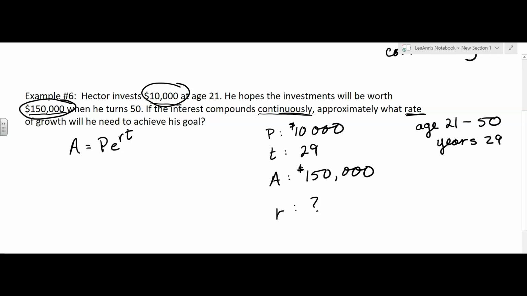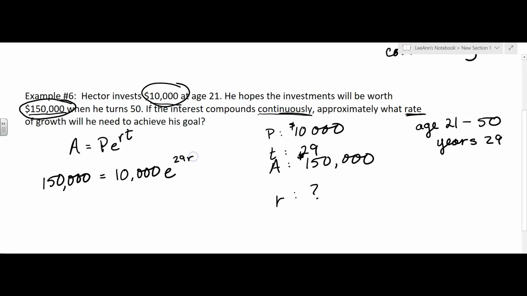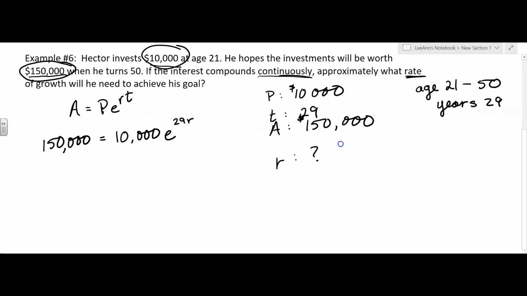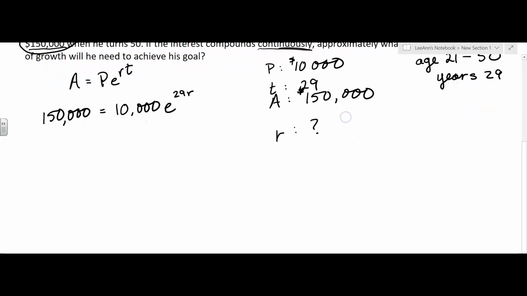Okay, so we'll go to the formula and put this information in. So we've got 150,000 equals 10,000 times e, remember e is a value, so we're okay with that. We've got that on our calculators. And then we have r, which we don't know, and then t is 29. So I'll just put 29r up there. Okay, so time was 29, and the rate we didn't know.